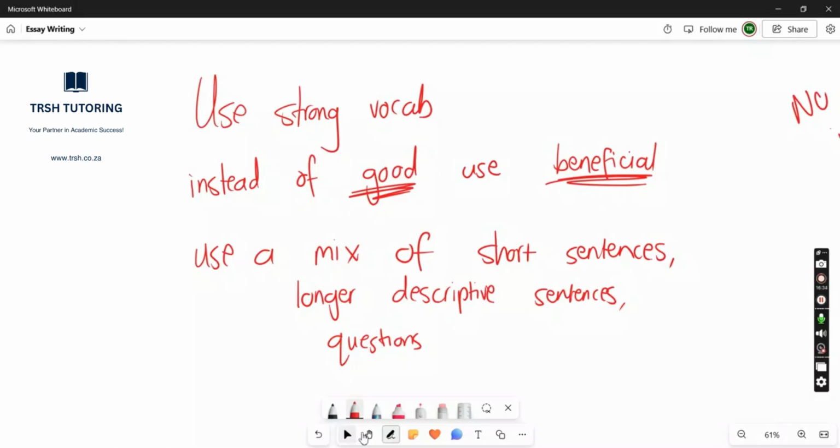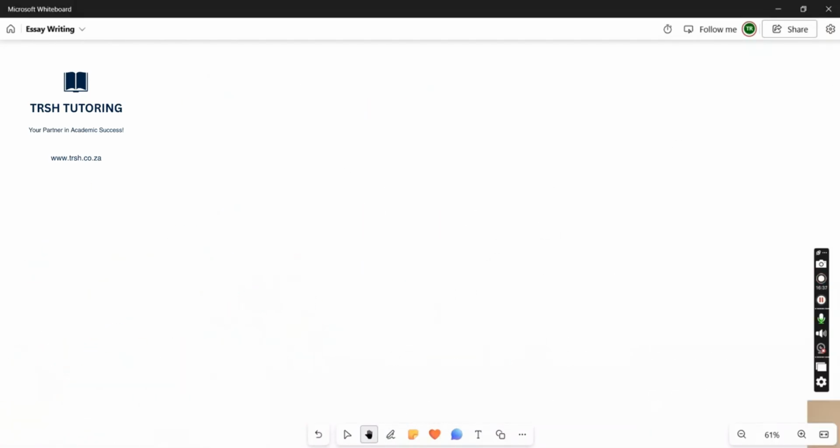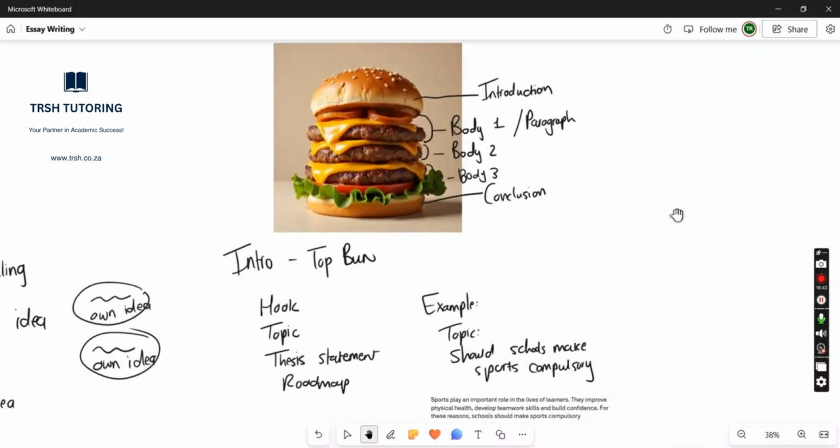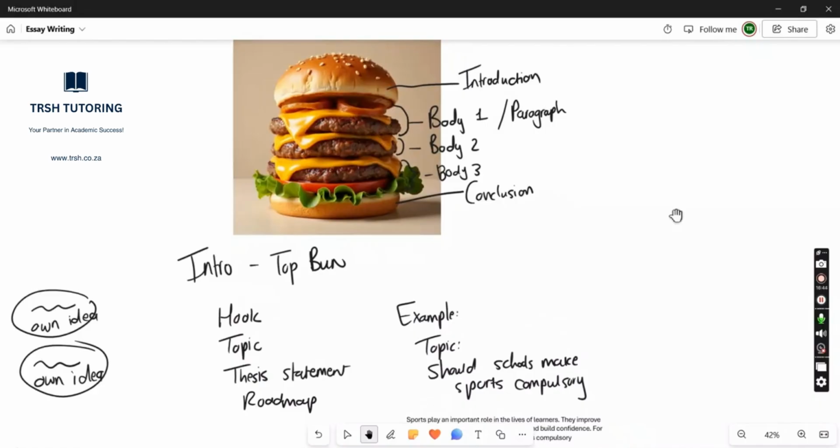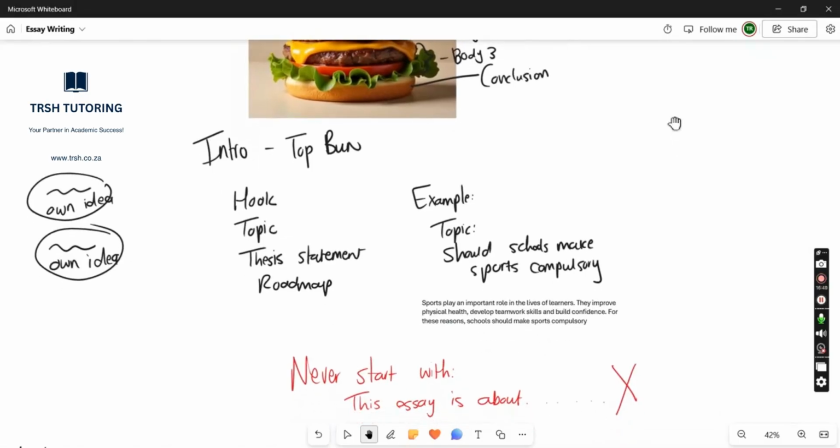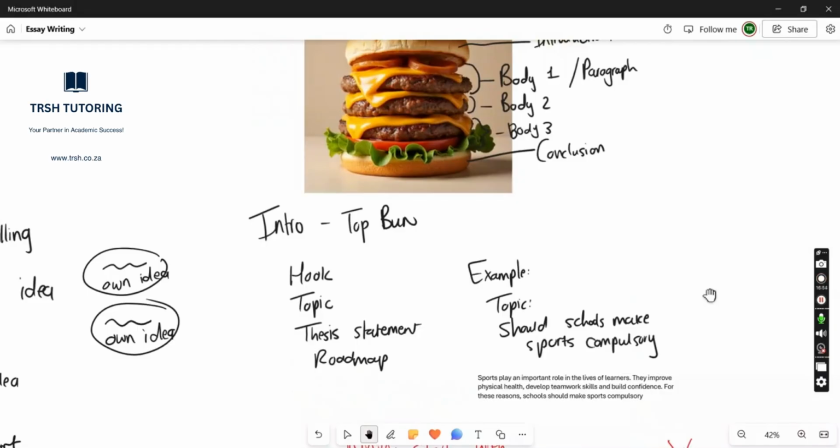And please remember the burger. Very important. Remember the burger: introduction, body 1, body 2, body 3, your conclusion. And always make sure that you don't start your sentence or your essay with "this essay is about." So like I said, every great essay follows the burger method. The introduction is the top bun, the body paragraphs are the fillings, and the conclusion is the bottom bun. If you master the structure and apply the tips I've shared today, you'll instantly start writing stronger essays and earning higher marks.